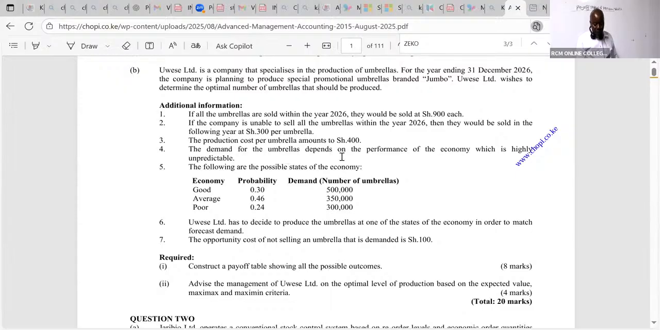The demand for the umbrellas depends on the performance of the economy, which is highly unpredictable. The following are the possible states of the economy: good, average, poor, with probabilities and the number of umbrellas demanded. HL Limited has to decide to produce the umbrellas at one of the states of the economy in order to match forecast demand. The opportunity cost of not selling an umbrella that is demanded is 100. You can see the demand there: 500, 350, 300.